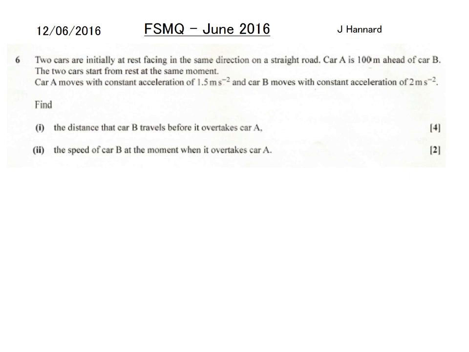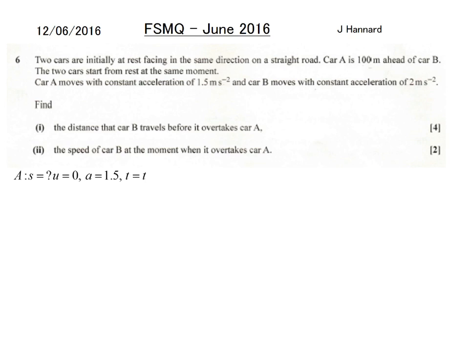Question 6 then. Two cars are initially at rest facing in the same direction on a straight road. Car A is 100 metres ahead of car B. The two cars start from rest at the same moment. Car A travels with a constant acceleration of 1.5 and car B moves with a constant acceleration of 2. So find the distance that car B travels before it overtakes car A.